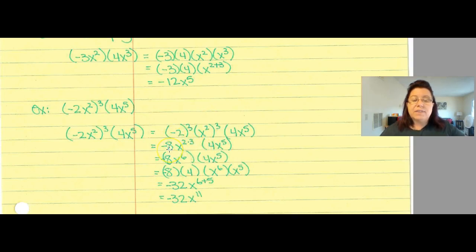Negative 2 cubed is negative 8. X squared cubed is x to the 2 times 3, and 2 times 3 is 6. Now, again, I'm going to reorder my problem so I can get all my coefficients together and my variables together. Negative 8 times 4 times x to the 6th power and x to the 5th power. Negative 8 times 4 is negative 32. X to the 6 times x to the 5th would be x to the 6 plus 5, resulting in negative 32 times x to the 11th.